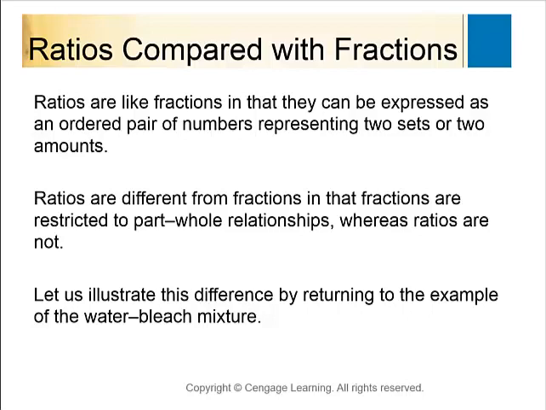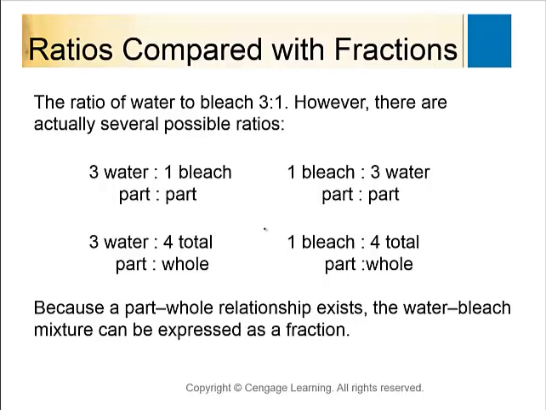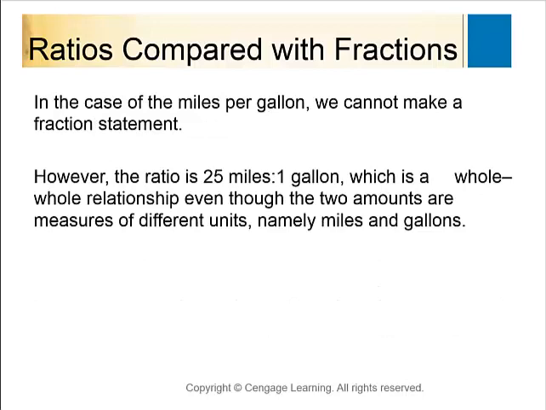And ratios are like fractions, but they're different than fractions. We can reduce them like they're fractions, but notice a 3 and a 1 doesn't mean it's 1/3, or it doesn't mean it's 3/1. It means there's 3 parts of water, 1 part of bleach, and so that means there's a total of 4 parts. And so your fraction is 3/4 and 1/4 to make a whole. And of course our miles to the gallon one is not really valid in this sort of sense.